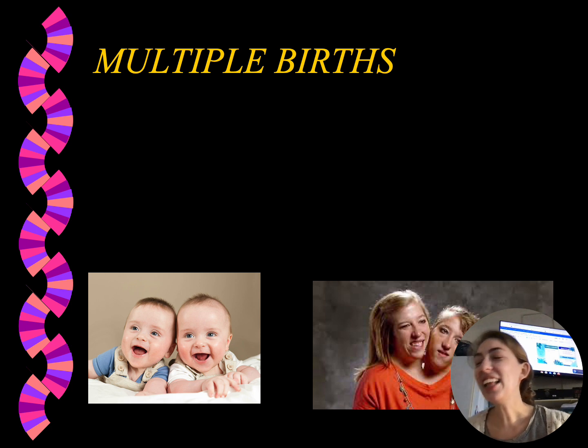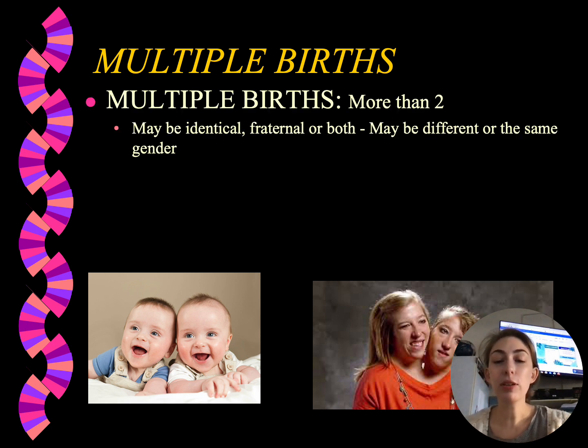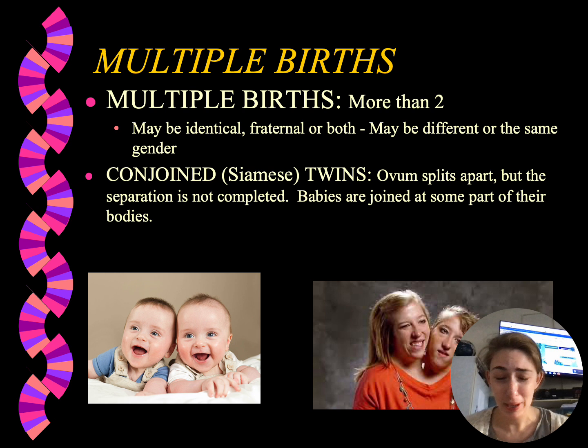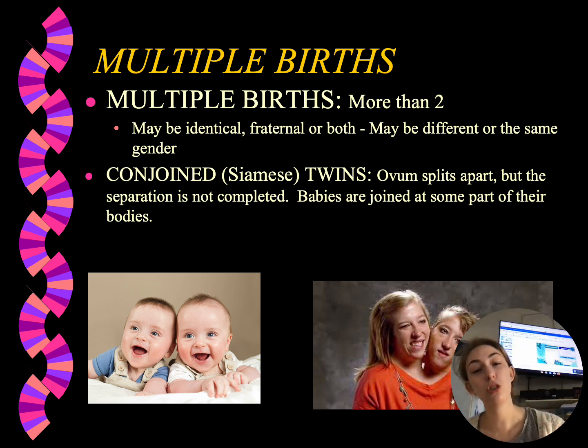Now, this does kind of lead us into our multiple births. So our twins. Multiple births refers to more than one baby. It could be identical, fraternal, maybe even both. There's crazy cases where people will have like 8 babies. Oh, it's terrifying. Can't imagine giving birth to that many. You also have kind of crazy situations referring to conjoined twins.